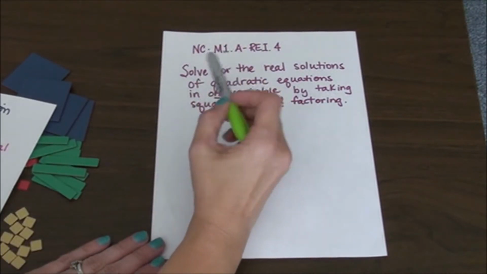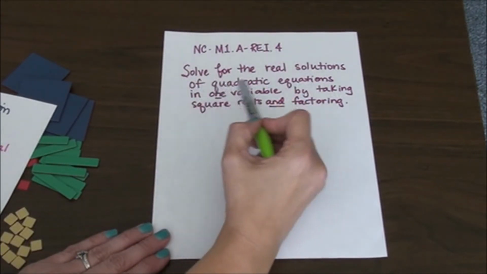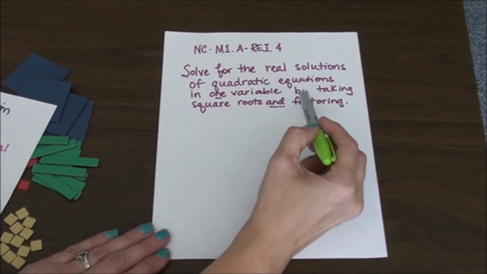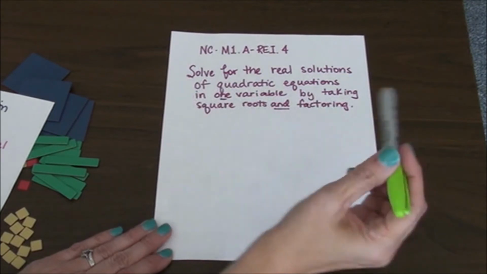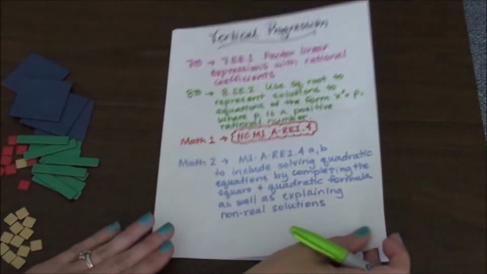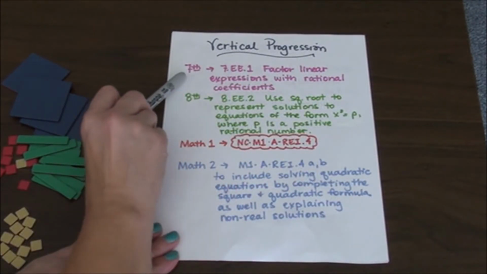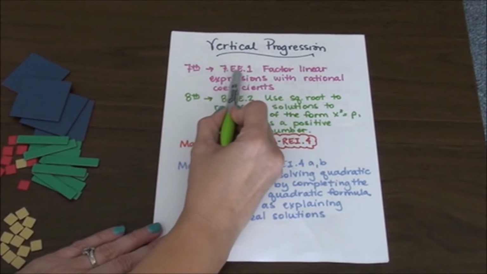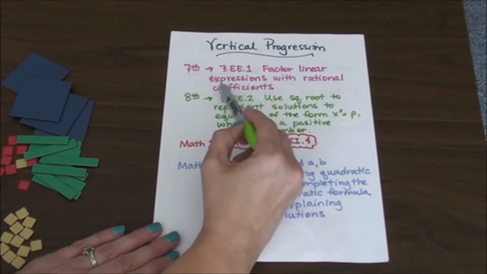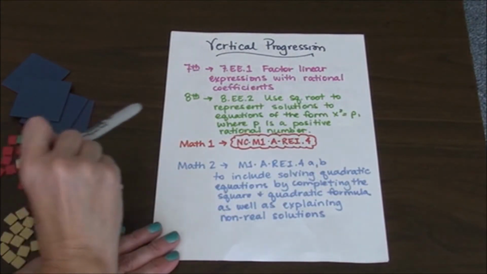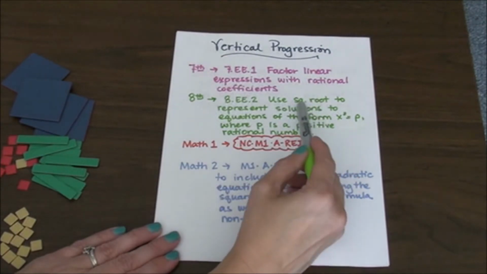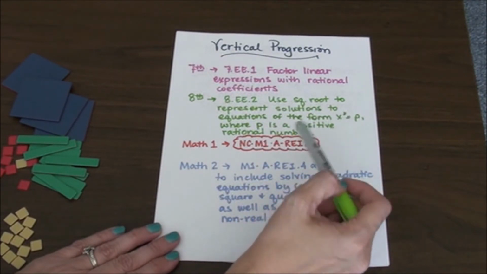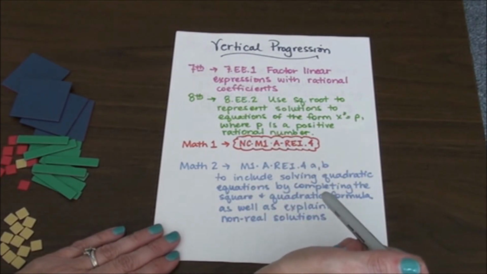So by using the algebra tiles, the students were able to solve for the real solutions of a quadratic equation in one variable by taking square roots and factoring, and in this video we focused on factoring. The vertical progression of this standard shows that students first start factoring in 7th grade with 7.EE.1, where they factor linear expressions with rational coefficients. In 8th grade, they use the square root to represent solutions to equations in the form of x squared equals p, where p is a positive rational number.